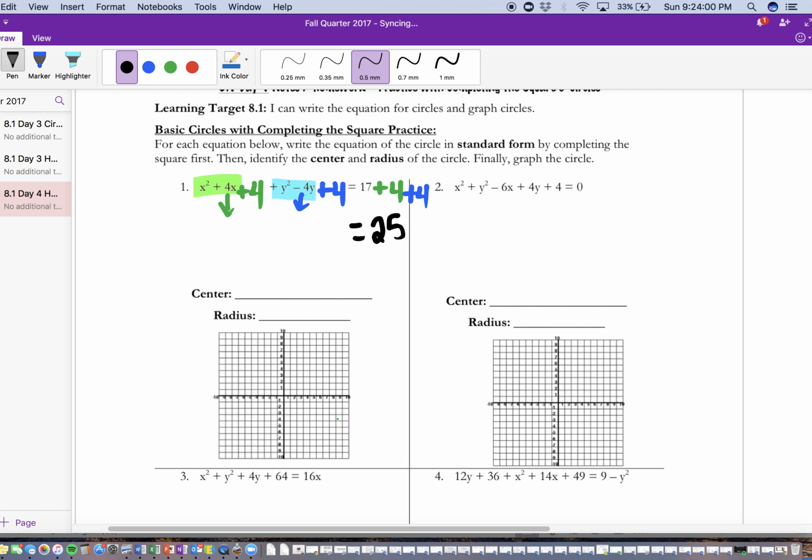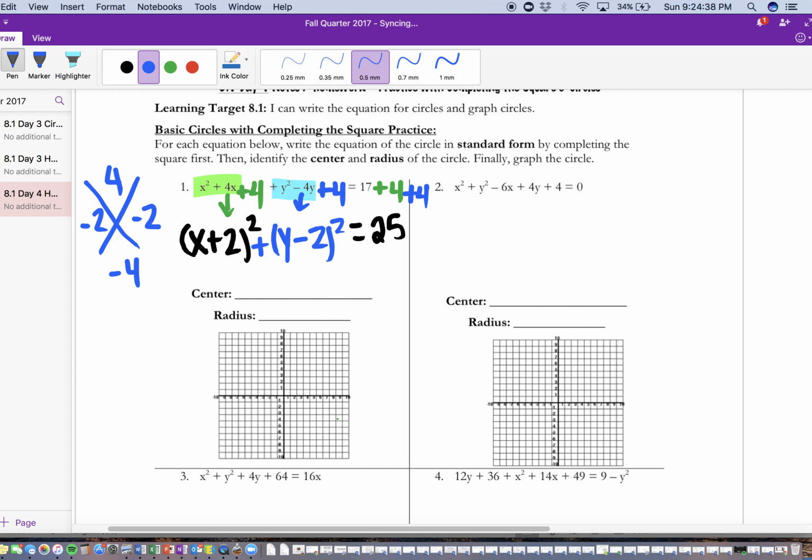X squared plus 4x plus 4. If I want to go ahead and factor that, that means I'm looking for two numbers that multiply to 4 and add to 4. So those two numbers are 2 and 2, right? So notice this factors into the quantity x plus 2 squared, all right? Y squared minus 4y plus 4, well, if I want to factor this, then I'm looking for two numbers that multiply to 4 and add to negative 4. So those two numbers are negative 2 and negative 2. So this will be plus the quantity y minus 2 squared equals 25.